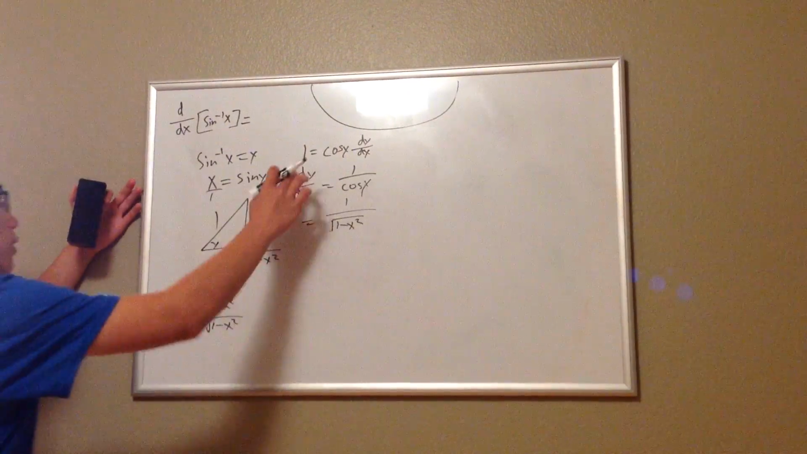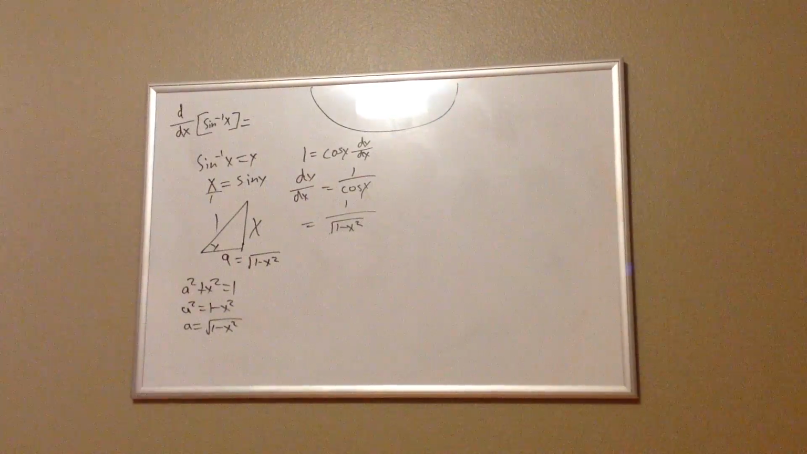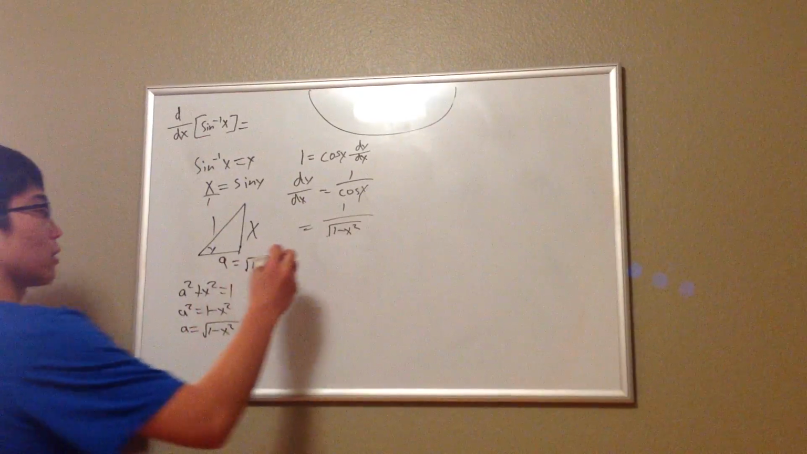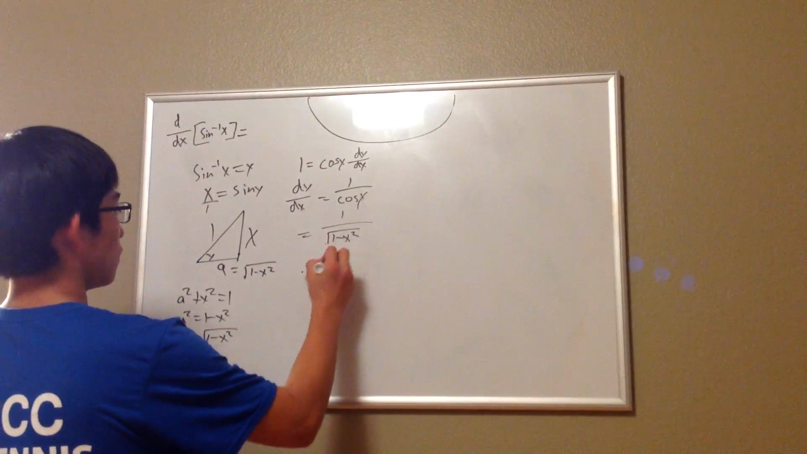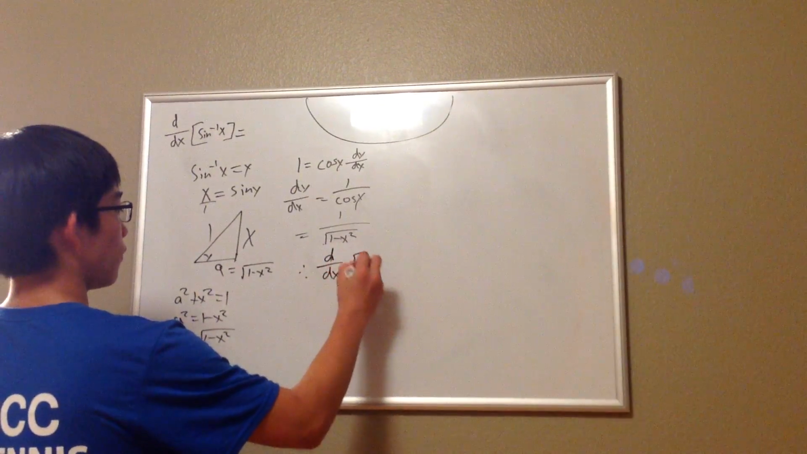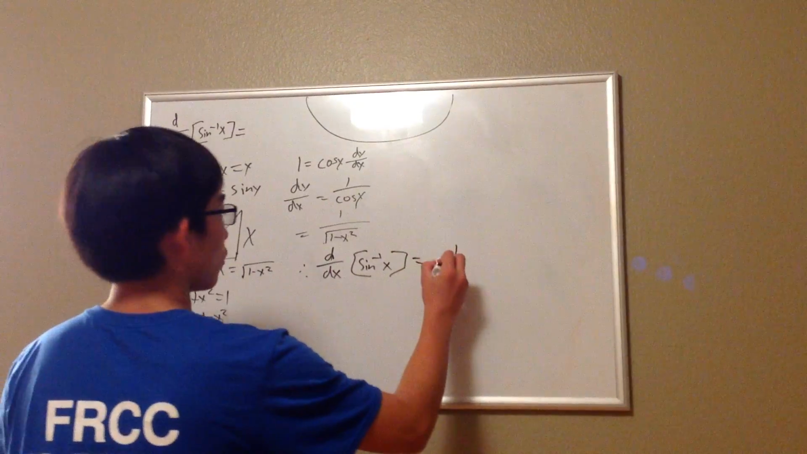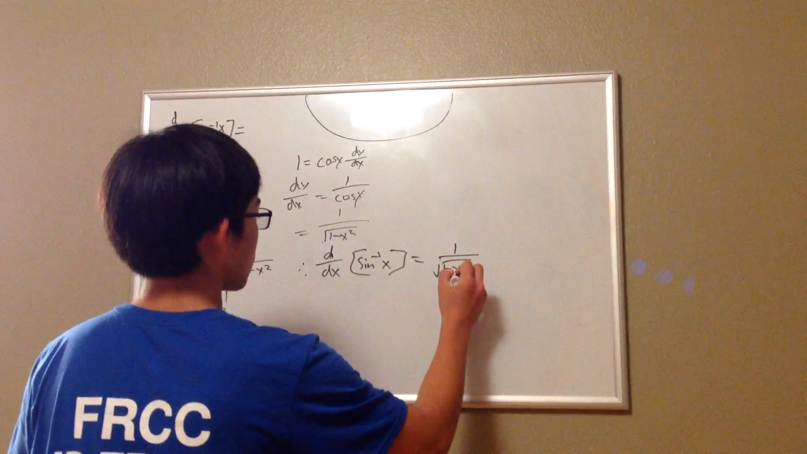Now this means we've actually defined the derivative of arc sine of x with respect to x. So we know that the derivative of arc sine of x is equal to 1 over root 1 minus x squared.